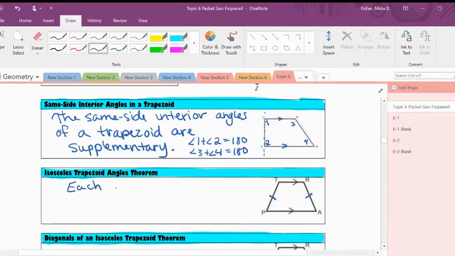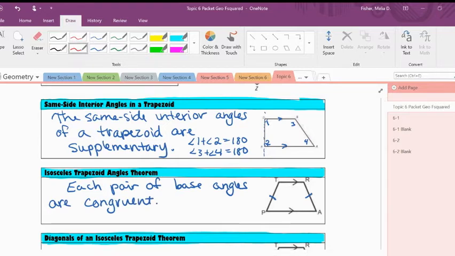Each pair of base angles are congruent. That means that angle P is congruent to angle A, and angle T is congruent to angle R.